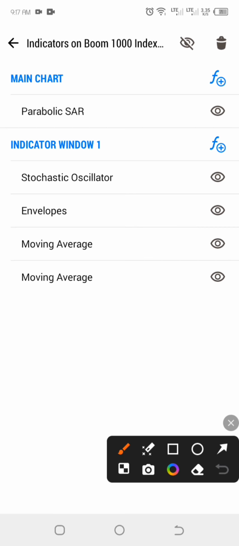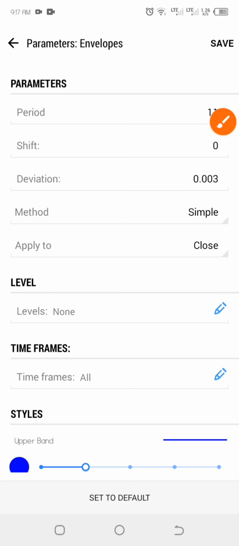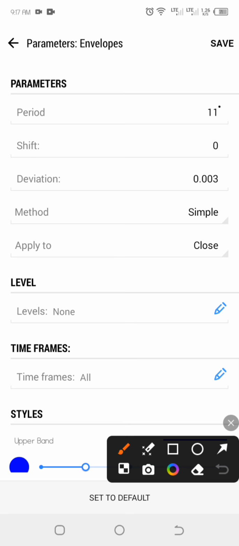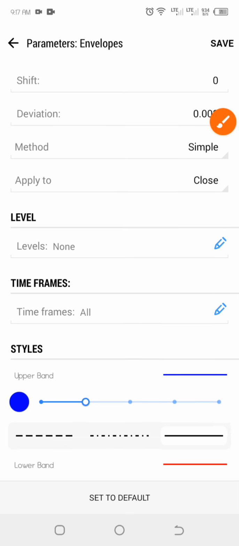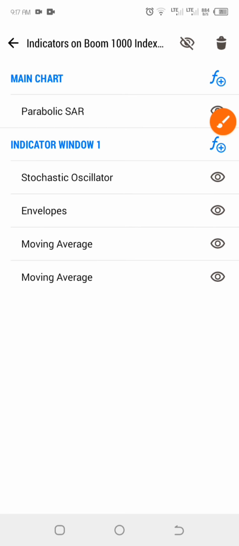Now moving on to the next indicator, which is the envelope. The way to add this, you click on this F icon right here, search for envelope and click on it. For the envelope, the period is 11, the shift is 0, the deviation is 0.003. Method is simple, apply to close. For the style, use the color of your choice for the upper and lower band, and click on done or save, then go back and you have your envelope on your chart.